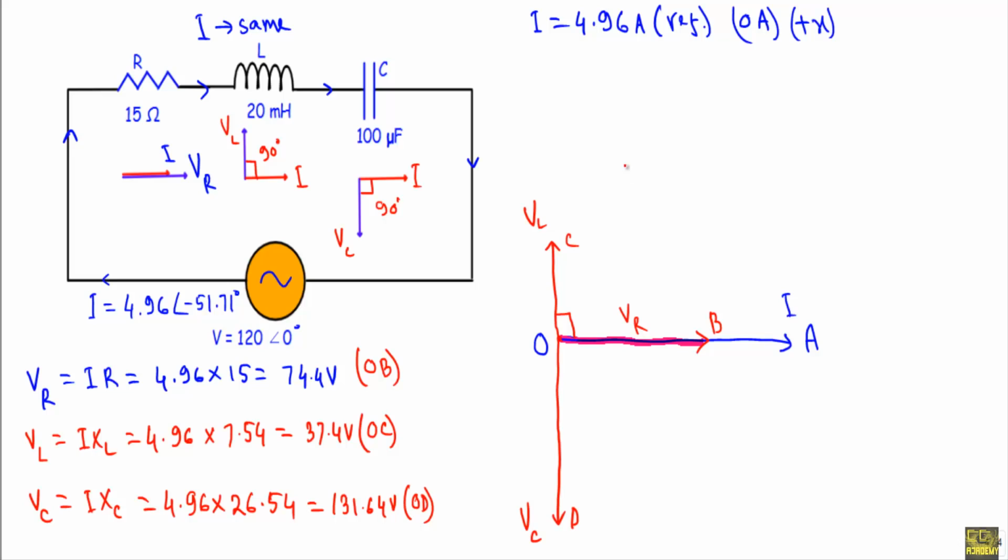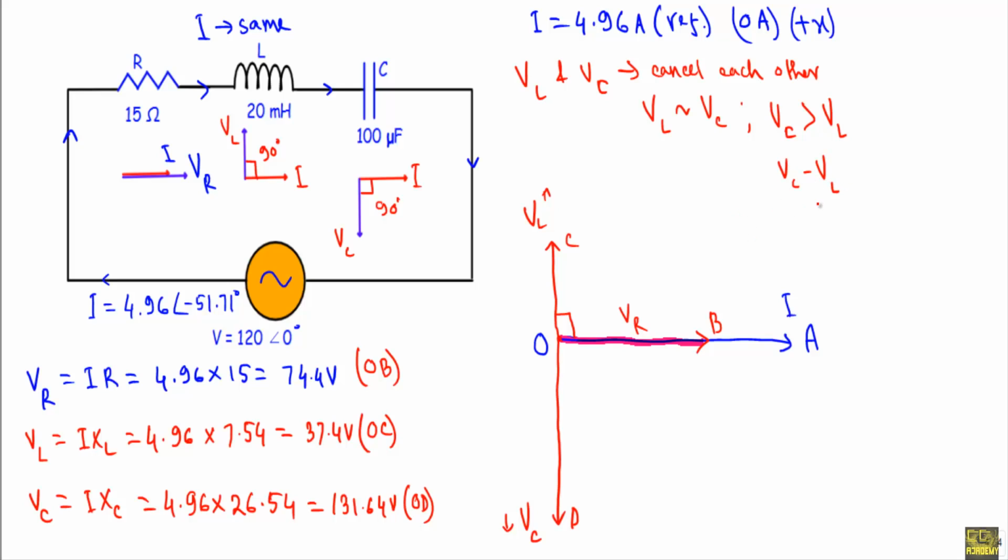Now see, at this point VL and VC are acting in opposite direction. As we have two vectors acting in the opposite direction, we can say that VL and VC will try to cancel each other. Therefore the resultant will be the difference of VL and VC. Here VC is greater than VL, so I can say that the resultant will be equal to VC minus VL. Here VC minus VL vector will be equal to 94.24 volt. Let's say I will indicate that VC minus VL phasor with OE.